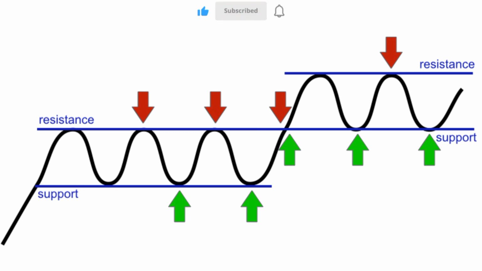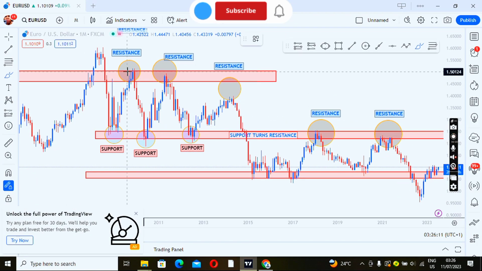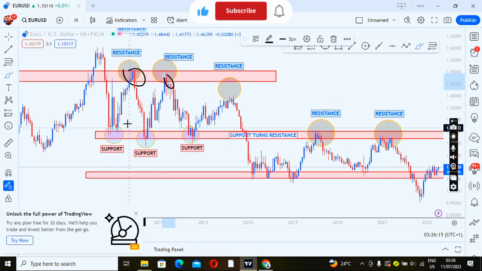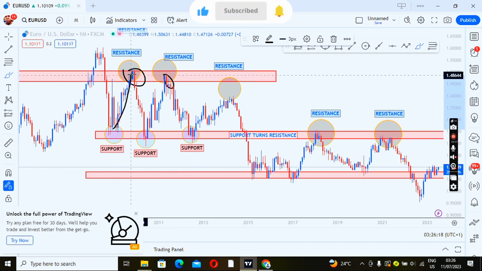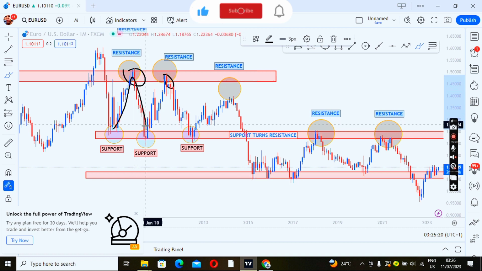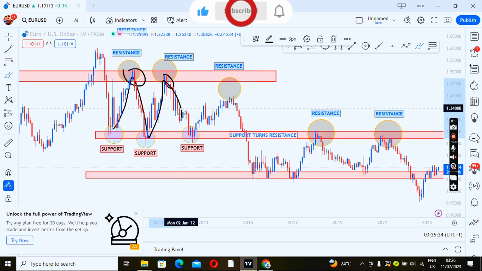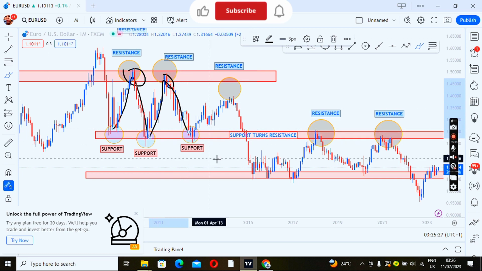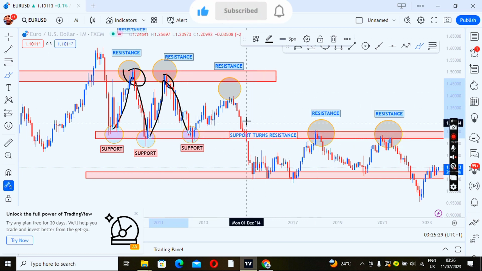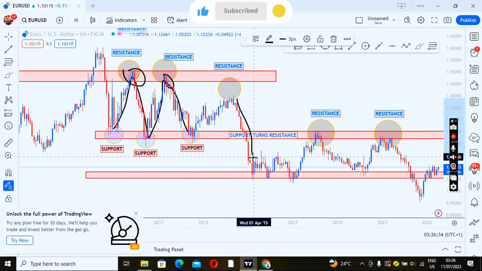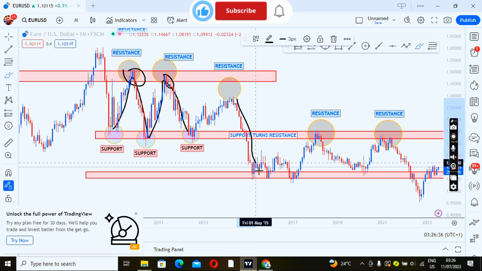Let's take another real example, this time with the Euro USD pair. Here, we can see an area that used to serve as strong resistance. Every time the price touched this area, it pushed back down. However, things can change in the market. Support can turn into resistance and vice versa. In this case, when the price broke below the support level, it started serving as resistance.